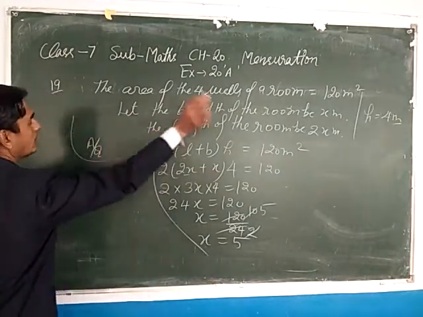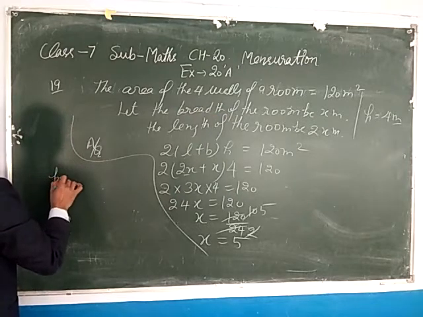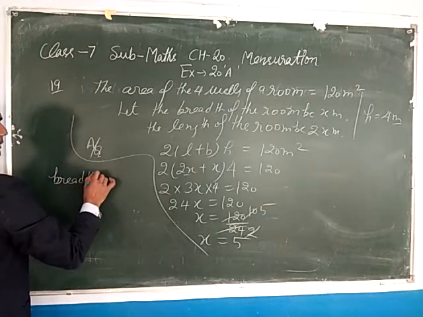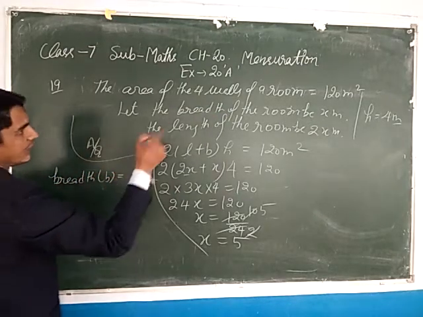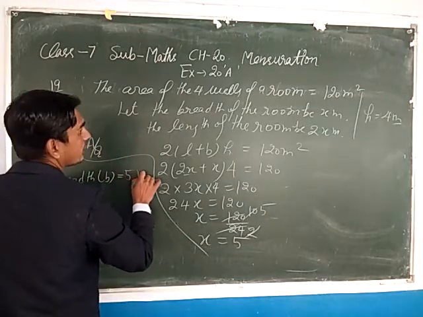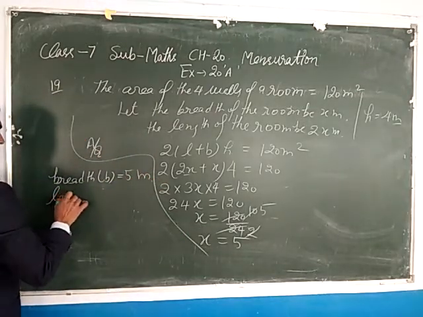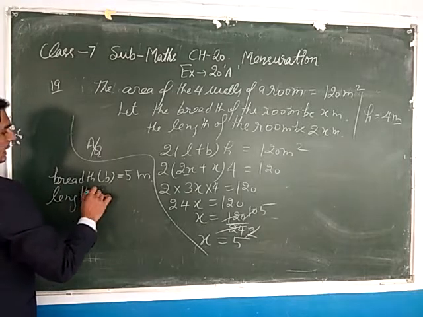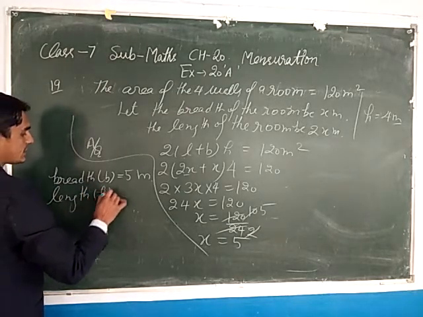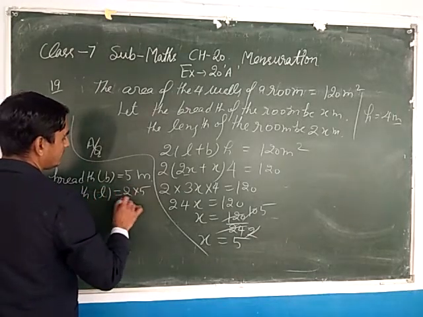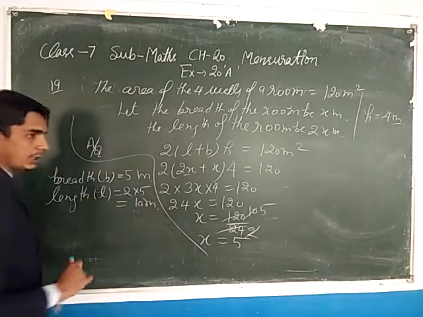Now put the values. The breadth b equals x, and the value of x is 5 meter. The length is twice, meaning 2 multiply 5, so 10 meter.